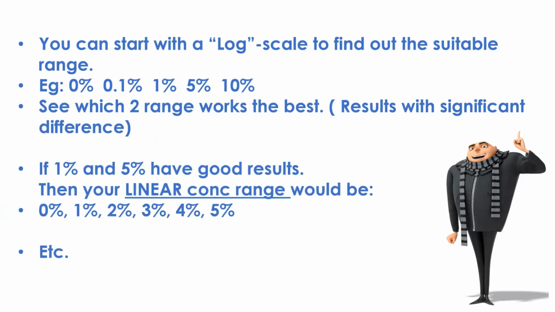Because of the IB requirements, first of all, we prefer students to use a linear scale. And second, in order to establish a trend, to see if there's a correlation between X and Y, you need 5 increments plus a negative control. So in the case of just now, we say that 0.1% has too many bacterial colonies, so it's no good. 10% kills off all the bacteria, so it's no good. So you're working between 1% and 5%. Then your linear concentration range would be 0, 1, 2, 3, 4, and 5. So that's how you find out a concentration range that you need for your experiment.